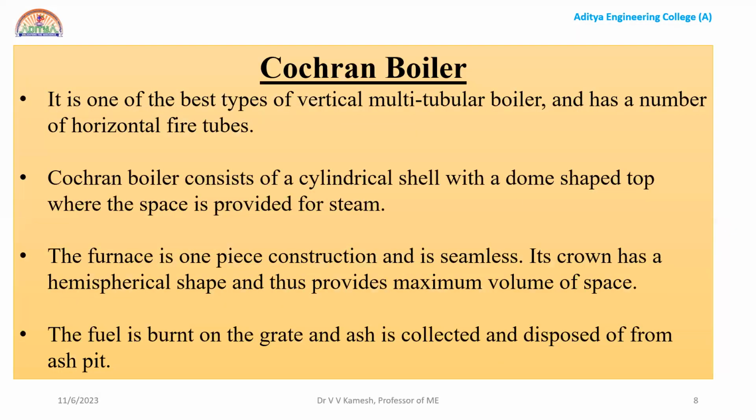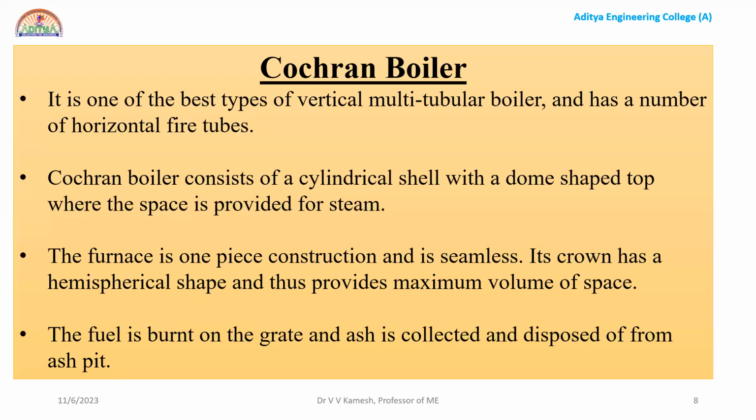Now, as an example of a simple vertical boiler, we will discuss the Cochran boiler, which is one of the best types of vertical multi-tubular boiler. In our earlier discussion about the classification of boilers, we covered single tube and multi-tube. So the Cochran boiler is a multi-tubular boiler. Many tubes are available here, and it has a number of horizontal fire tubes.